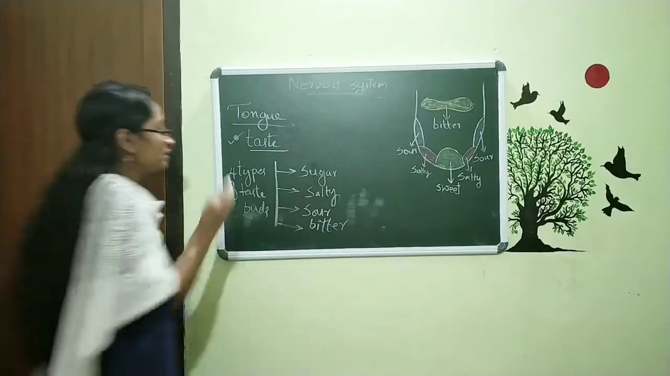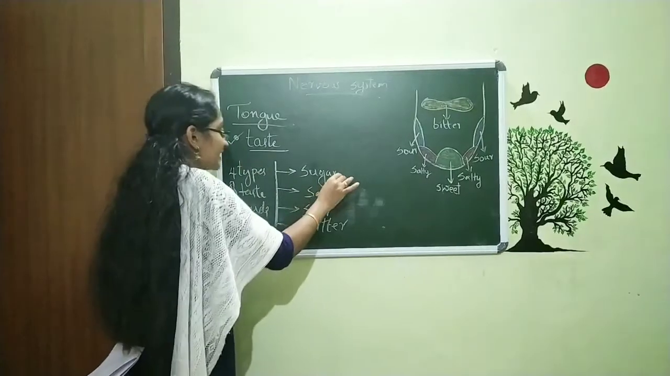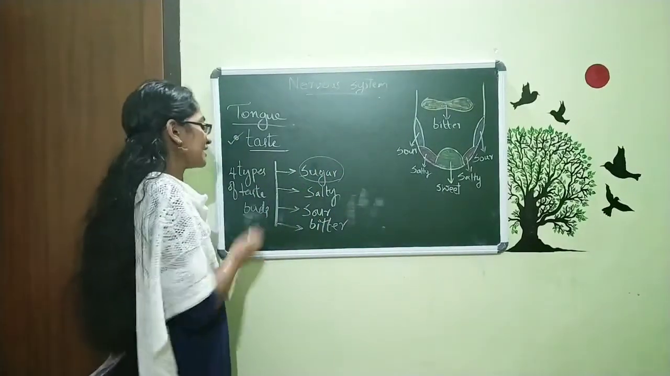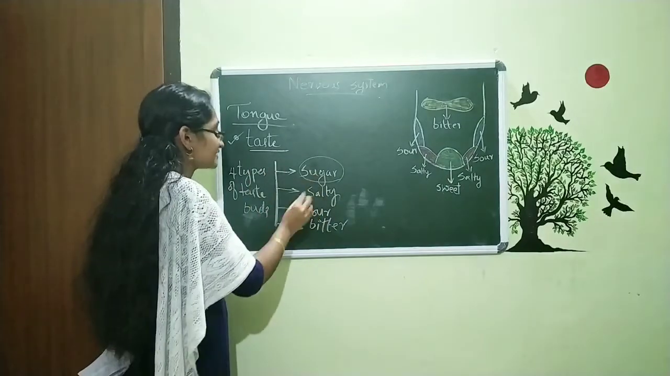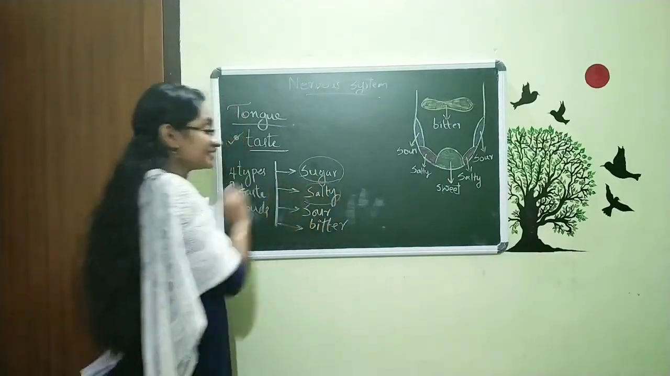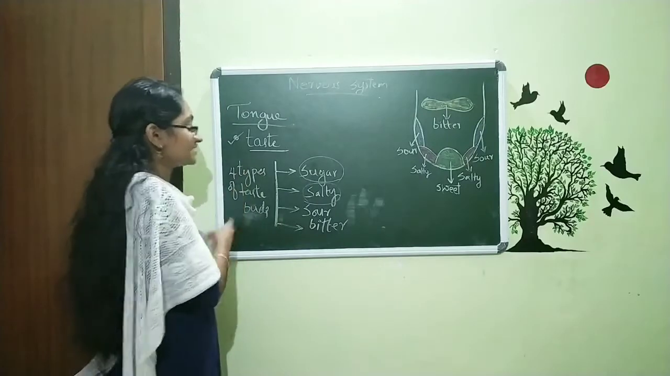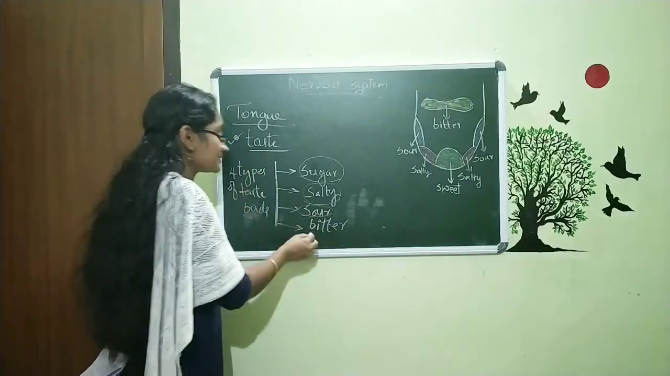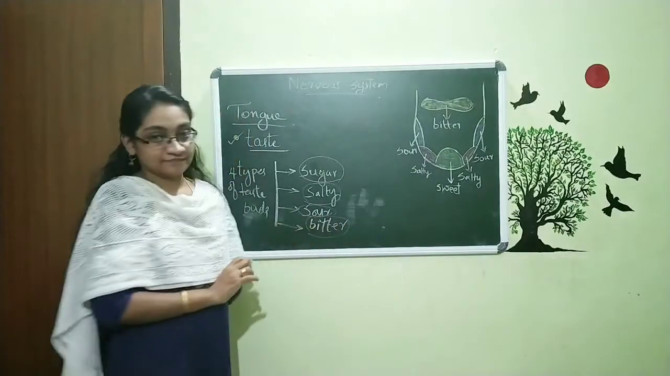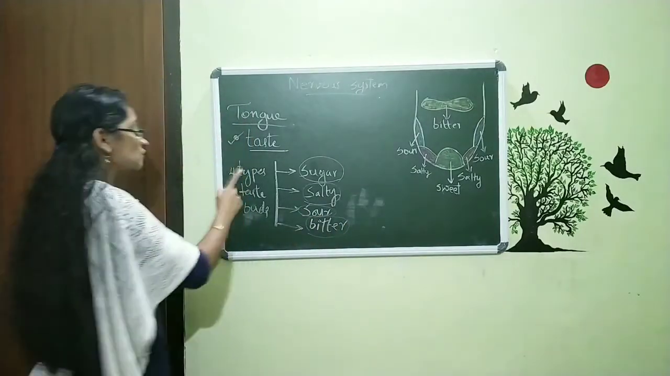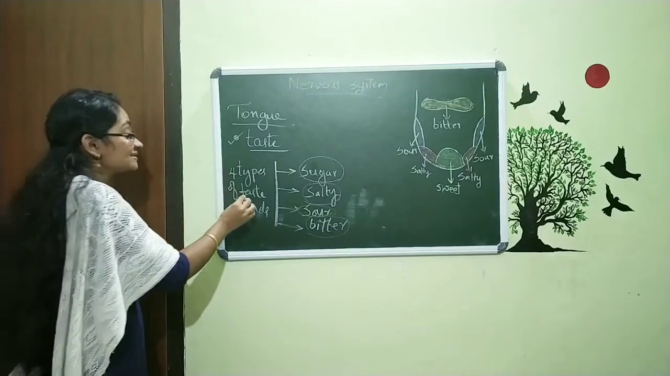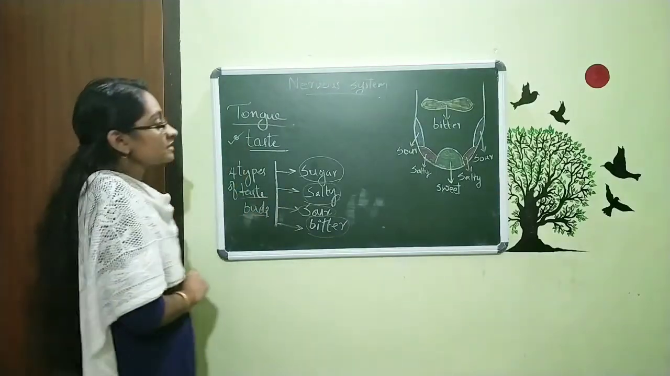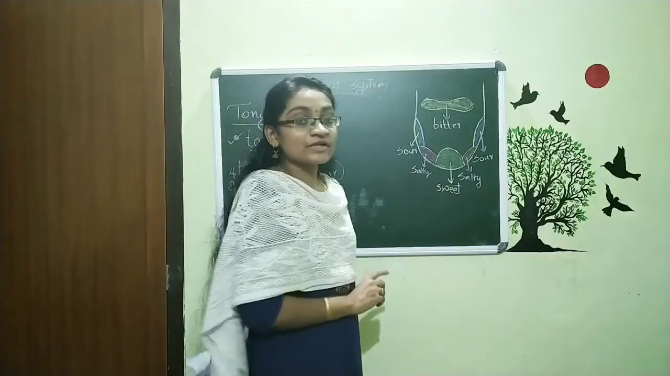That means a certain type of taste bud identifies the sugar or sweet taste, another type identifies the salty taste, another type identifies the sour, and another type identifies the bitter. So we can say there are 4 types of taste buds, and these taste buds have the role of identifying the taste. Now we want to study the structure of the tongue.